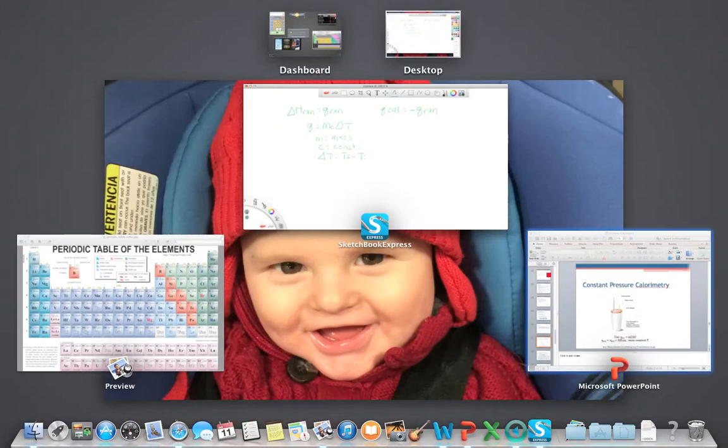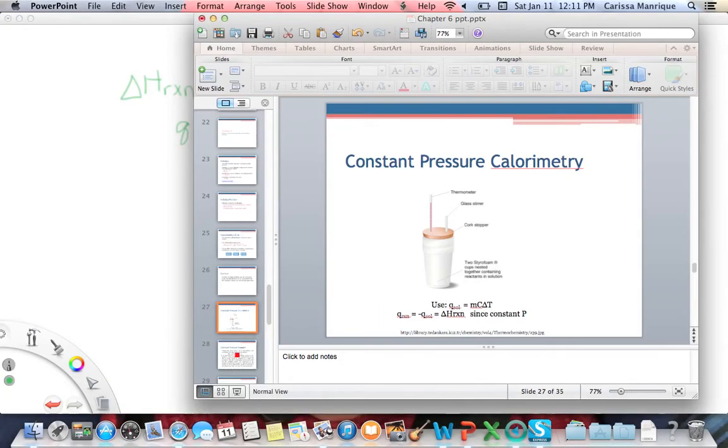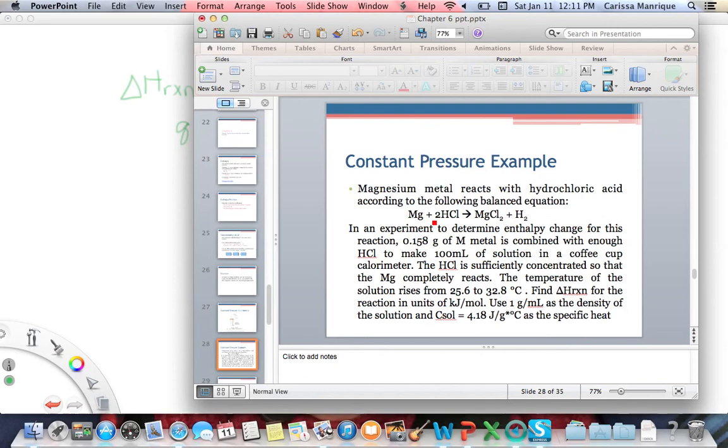Okay, so let's look at this problem here. Okay, and how do you know it's a calorimeter problem? Because it'll say calorimeter in there. Let me see. Here's a specific here. Oh, here it goes. A coffee cup calorimeter, okay? It'll say coffee cup calorimeter, versus the other one will say bomb calorimeter, okay? So here's the equation we're looking at. So let's read this carefully.